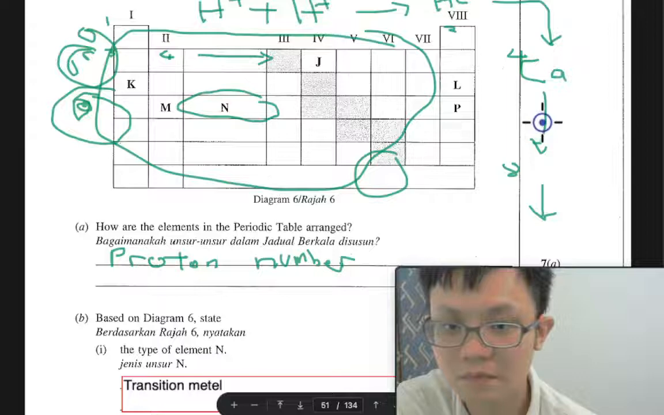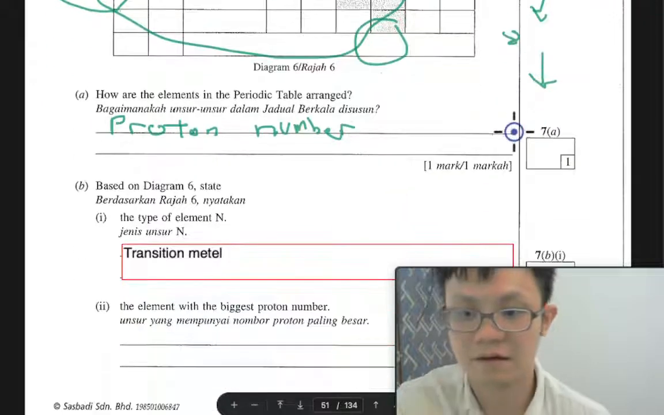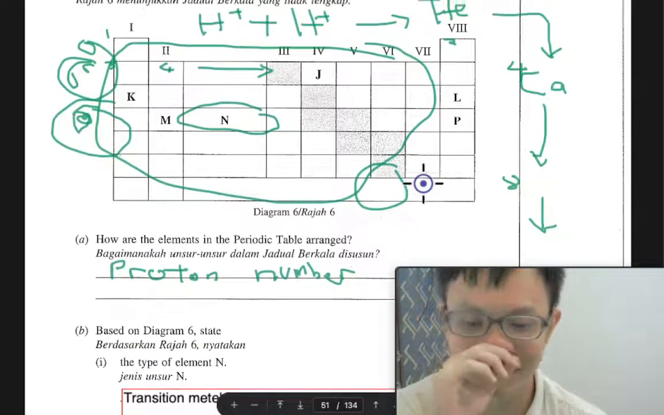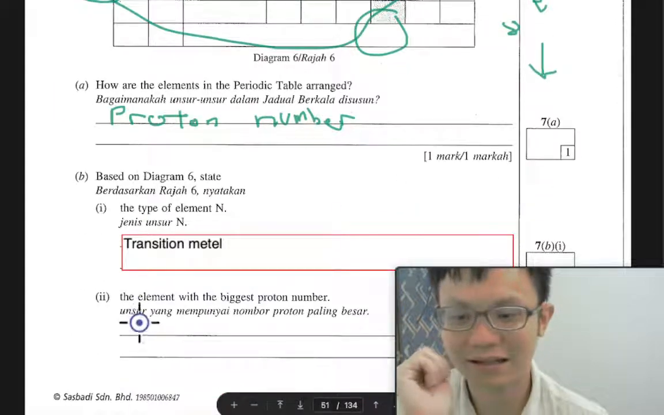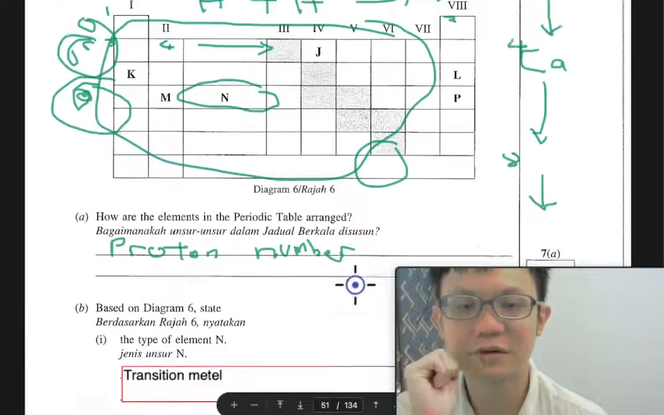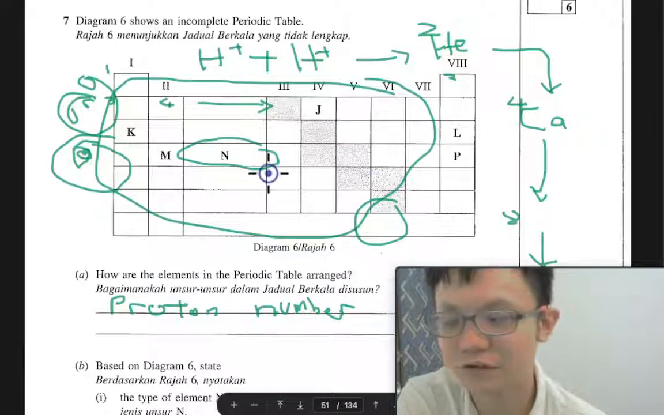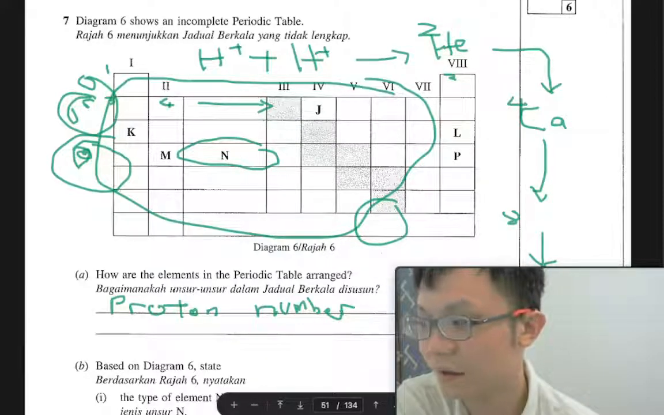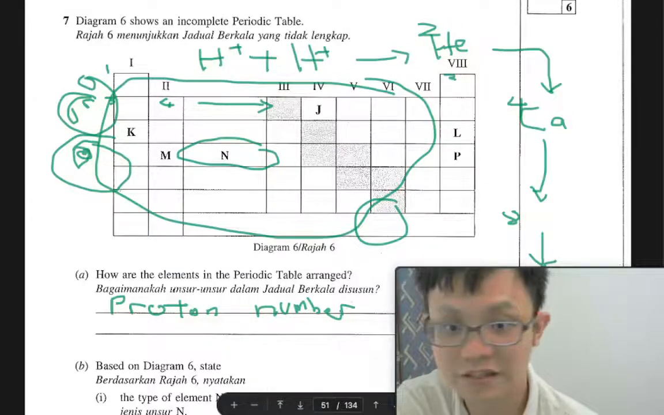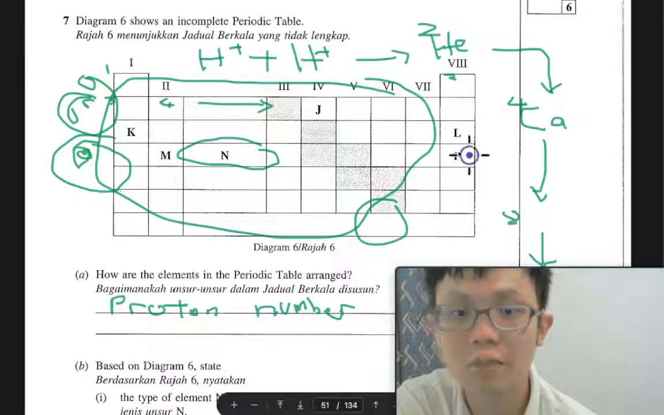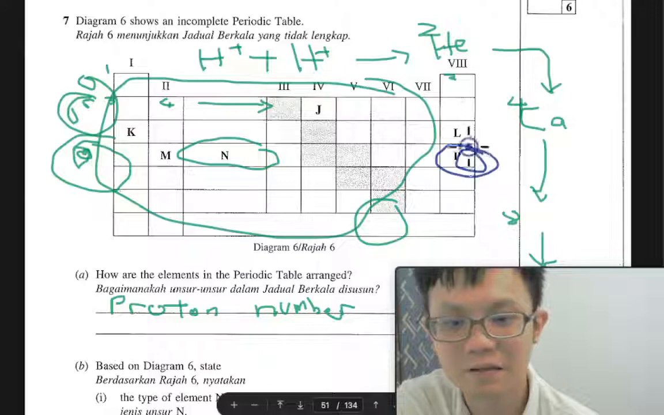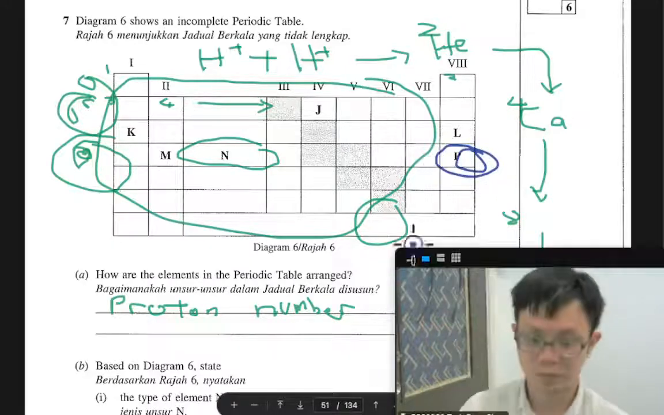According to the question, which element has the biggest proton number? A, B, C, D, E, F, G, L, K, M, N, P. Which one? P will be the highest proton number.